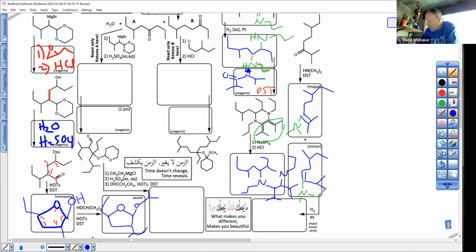I think we may have had a question in there. Nope, just an accidental microphone. Now, why react minor only? I didn't even need to say this, everybody. I just did that so you didn't think too much. If you react either one of these with H2 and Pt, you will get the same result. So I didn't need to say this. But let's just look at the minor and get rid of the double bond and be done with this guy right here. Okay, here we are.